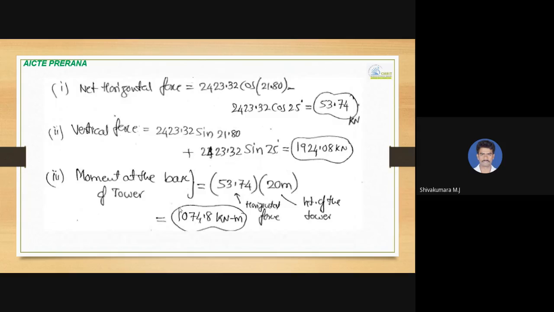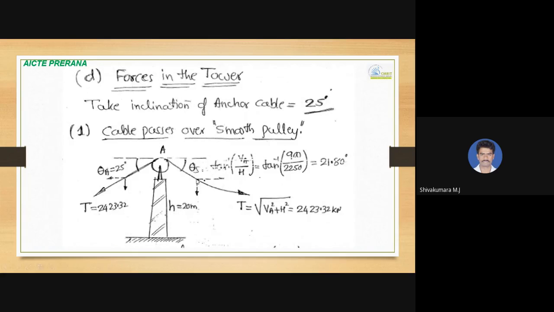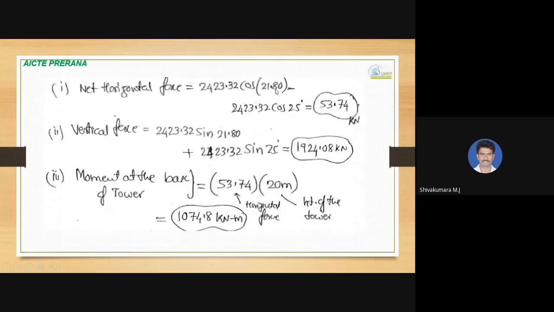So the net horizontal force will be equal to 2423.32 cos 21.80. That is the horizontal component resolved part. Okay, 2423.32 cos 21.8 positive, and then 2423.32, that is towards left, minus into cos theta A, theta A is 25. Minus 2423.32 into cos 25. To substitute this, you will get 53.74 as the net horizontal force. If you multiply this 53.74 net horizontal force with the vertical distance of 20 meter, you will get the moment about the base.